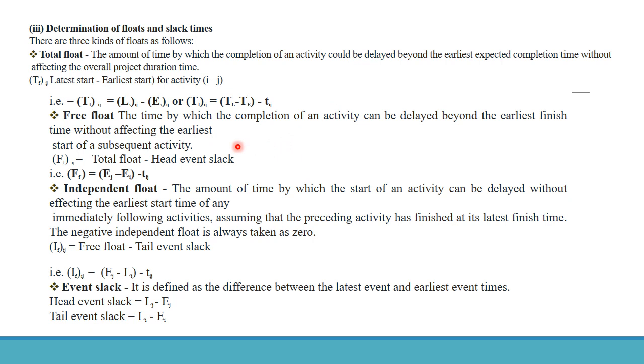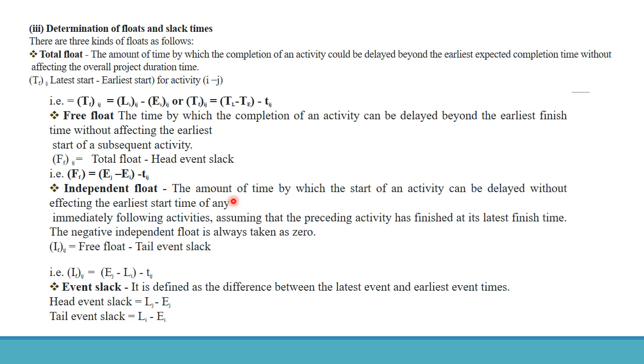The free float is the time by which the completion of an activity can be delayed beyond the earliest finishing time without affecting the earliest start of succeeding activities. So FF_ij is equal to total float minus head event slack. So FF is equal to T_j minus E_i minus T_ij.